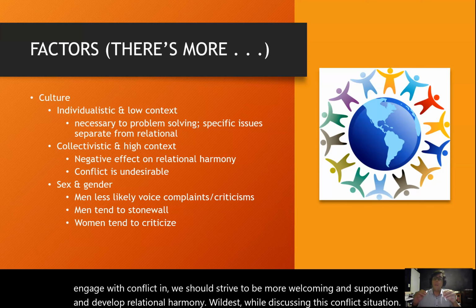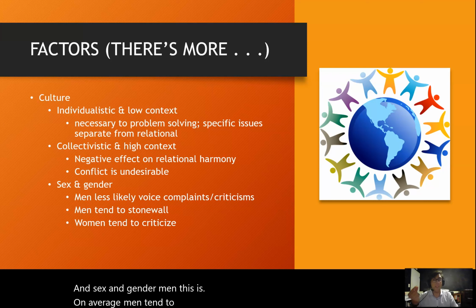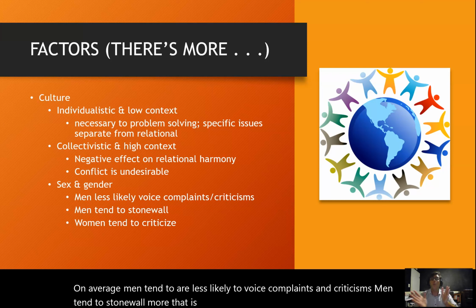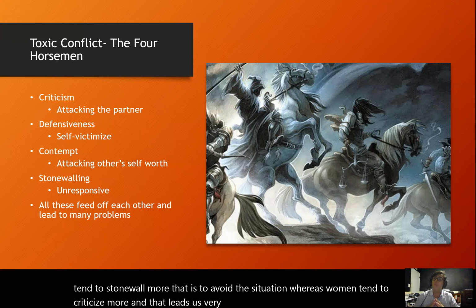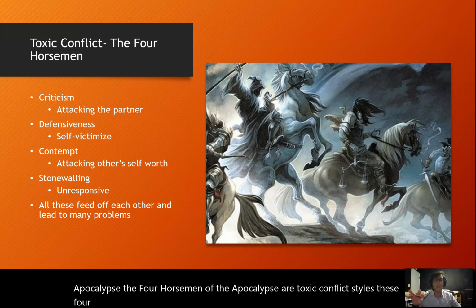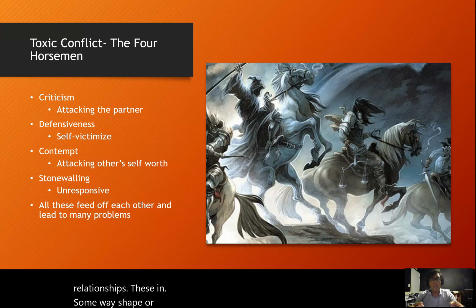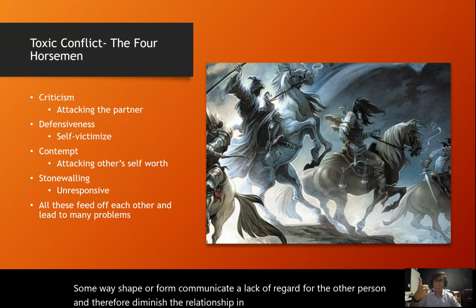And sex and gender. On average, men tend to be less likely to voice complaints and criticisms. Men tend to stonewall more, that is to avoid the situation, whereas women tend to criticize more. And that leads us very nicely into the four horsemen of the apocalypse. The four horsemen of the apocalypse are toxic conflict styles. These four horsemen ride together and they spell the end of days for relationships. These, in some way, shape, or form, communicate a lack of regard for the other person and therefore diminish the relationship in its entirety.